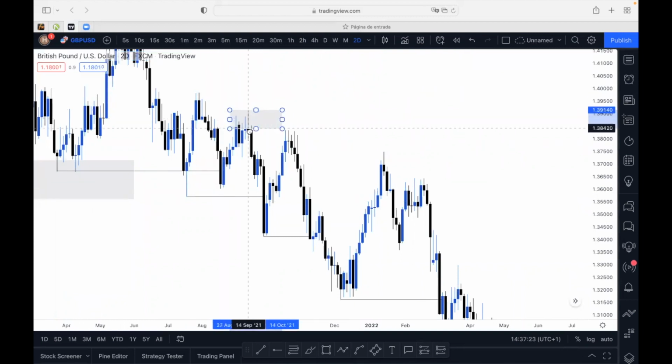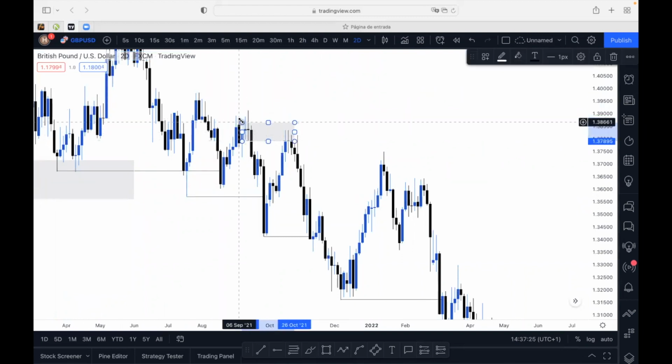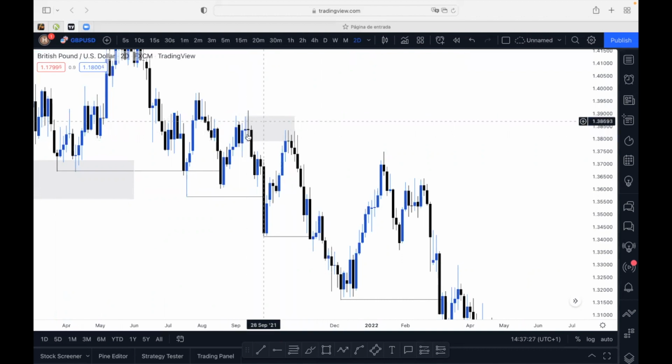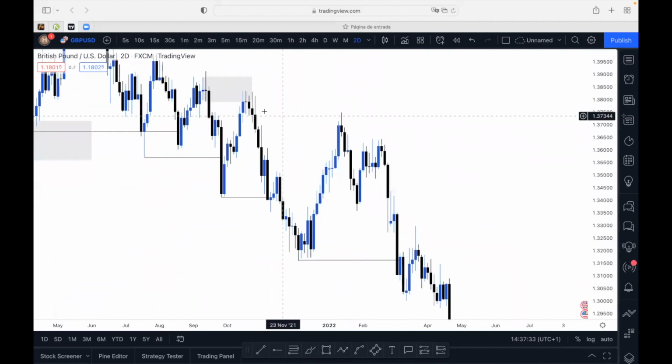We can clearly see the last up candle before the down move sitting right here. Price came back to mitigate that position and then dropped, continuing to the downside. Now we can clearly see we had another break of structure.